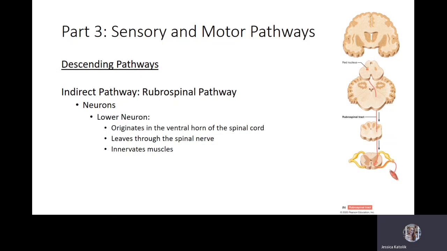Let's talk about the lower motor neuron. The lower motor neuron will go from the ventral horn of the spinal cord, and it will travel through the spinal nerve and eventually innervate the muscles.